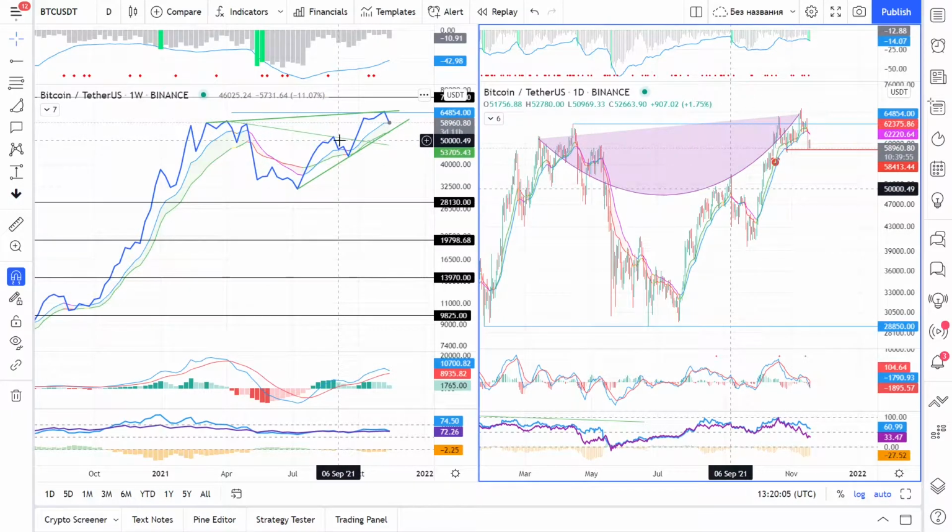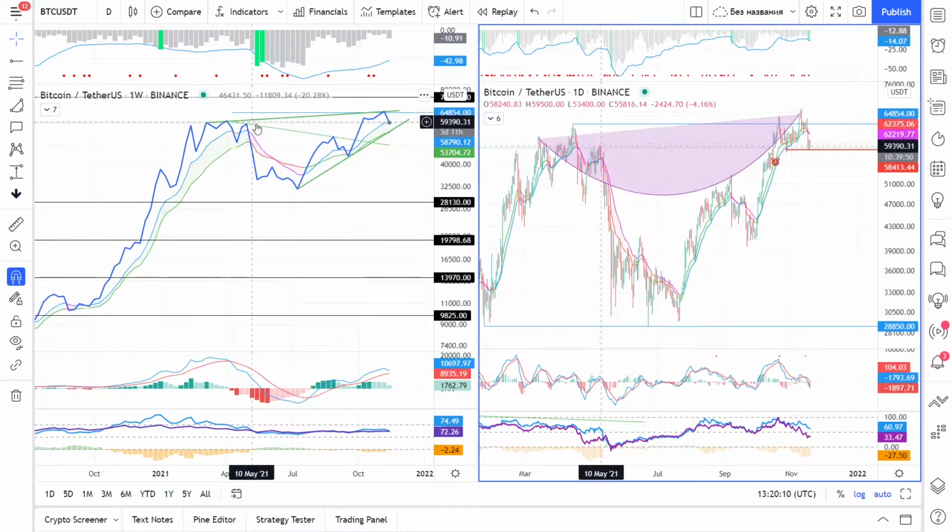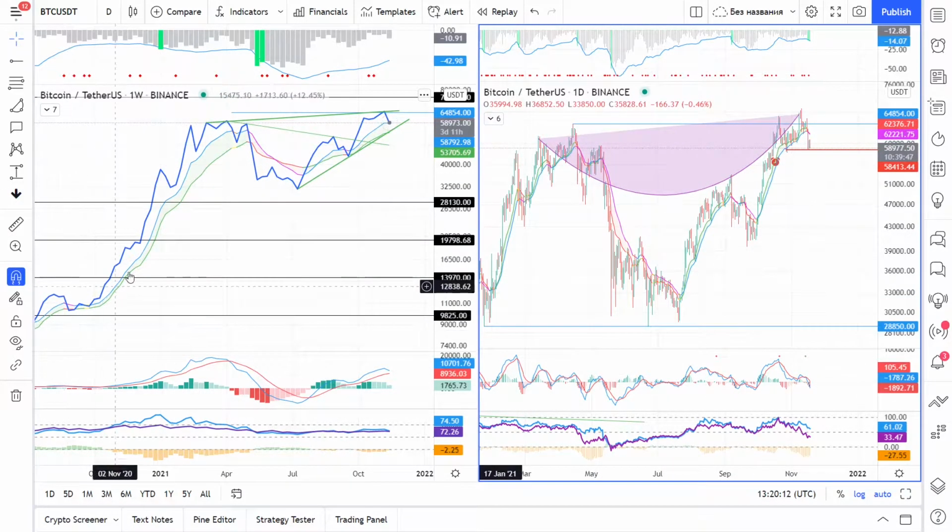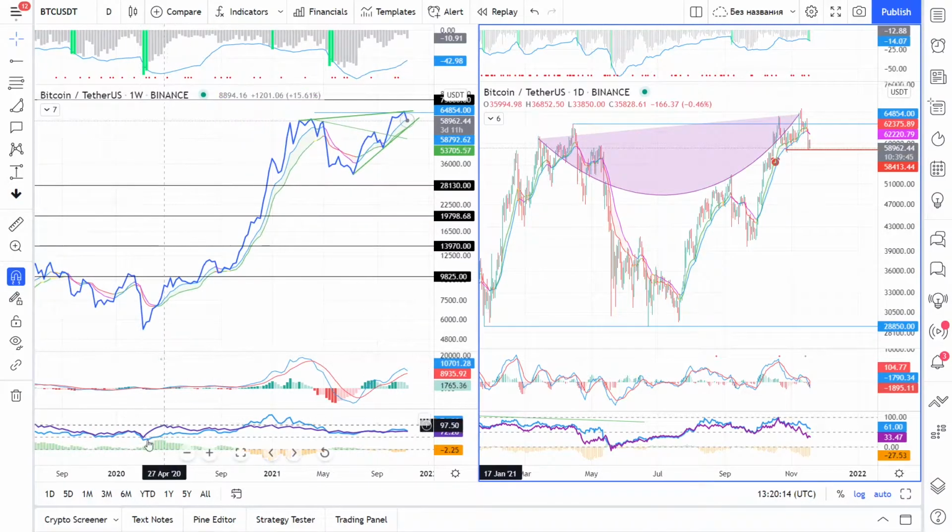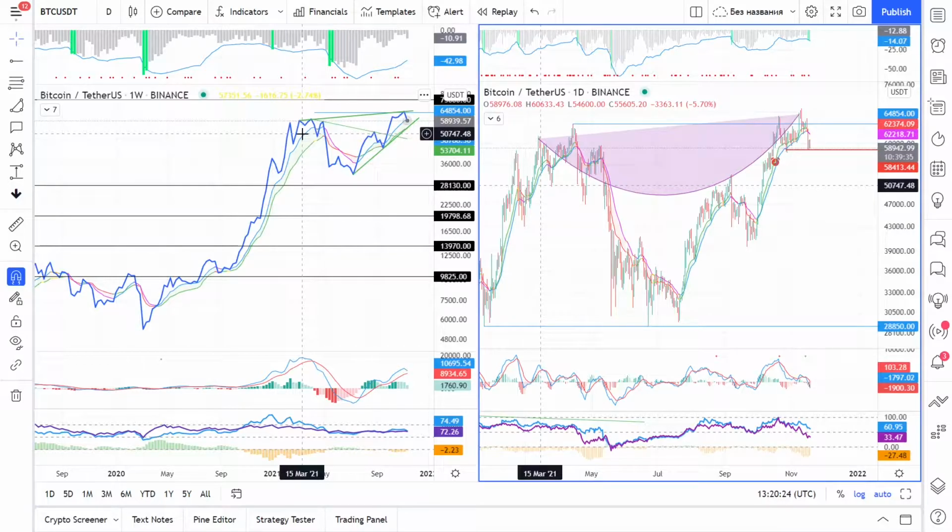So it all started with a weekly rally right here, after a big accumulation that finished with the March 2020 capitulation lows, and it was too fast. And usually bull markets are exactly like that. They are running too fast, too steep. They are not allowing anybody to get in, and when you get in, it's already too late.